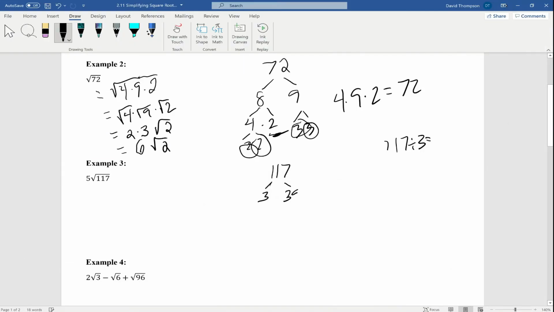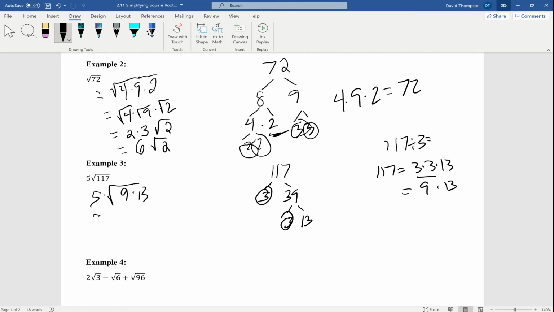So 39 we know is 3 times 13. So we have our match. 117 can be written as 3 times 3 times 13. We know 3 times 3 is 9, so 9 times 13. So let's rewrite this whole thing: 5 times the square root of 9 times 13. That's 5 times the square root of 9 times root 13. And we know the square root of 9 is 3. So 5 times 3 times root 13, and 5 times 3 is 15. So it's going to be 15 root 13.